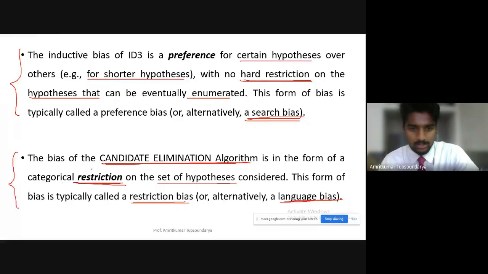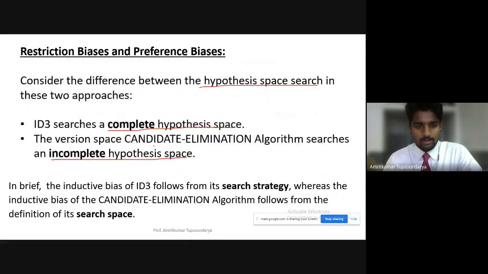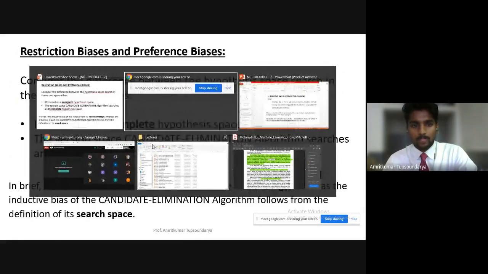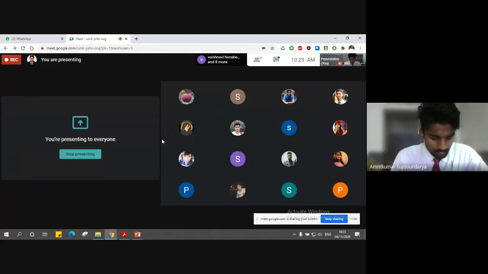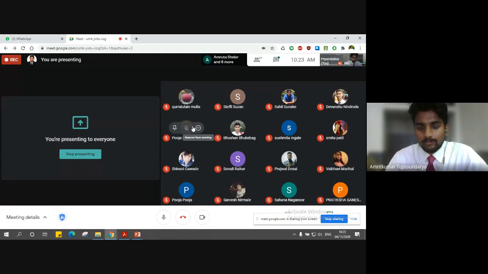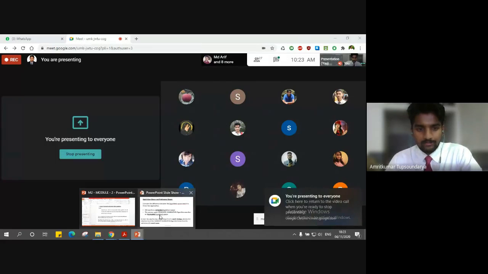Is the difference between the restriction bias and the preference bias clear, right? Anybody, any doubt before moving ahead? Yeah. Okay, maybe we'll take the doubt clearing session at the end. Okay.